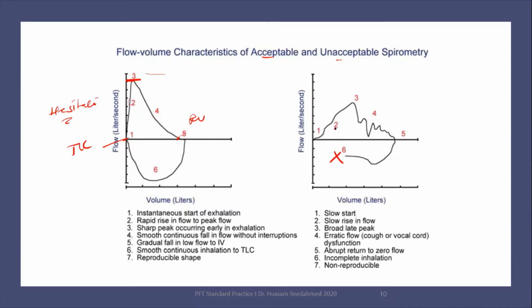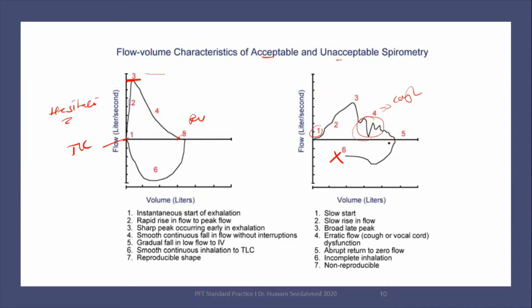These are examples of unacceptable spirometry loops. Number one, there is no rapid start, this is a slow start. The patient hesitated. Number two, there is no rapid rise. Number three, there is a flat peak. Four, any kind of interruption, jagged ends. This is the common cause of cough during the fall. We don't want jagged ends.